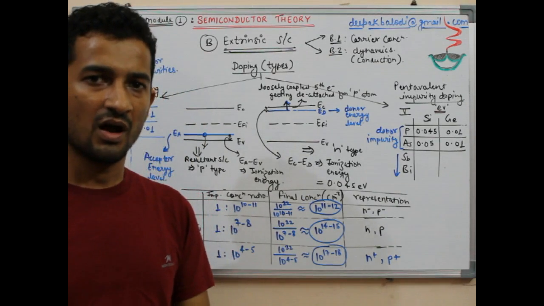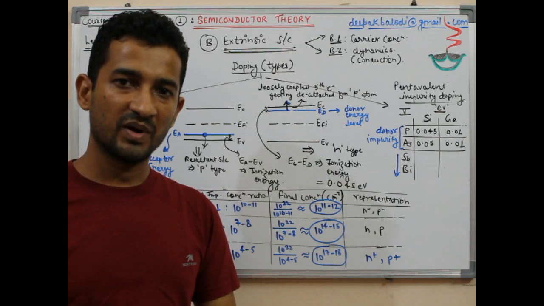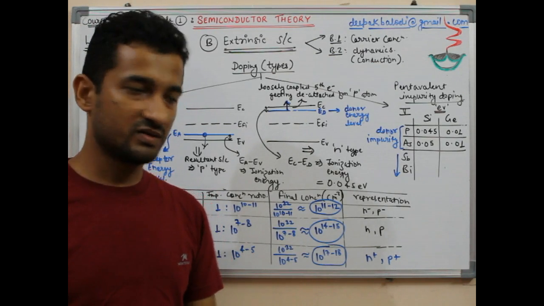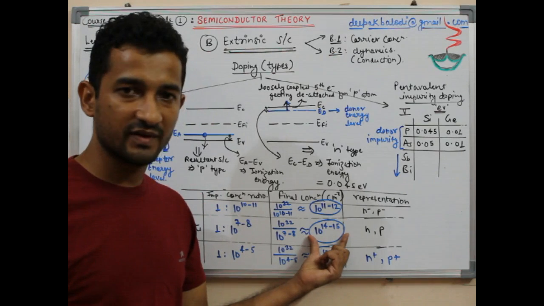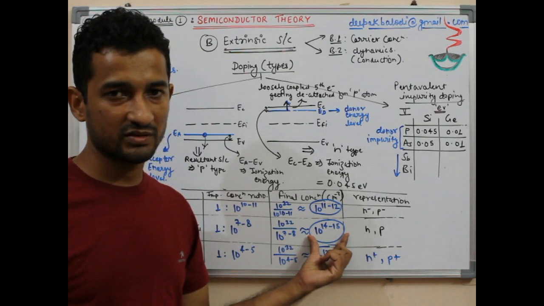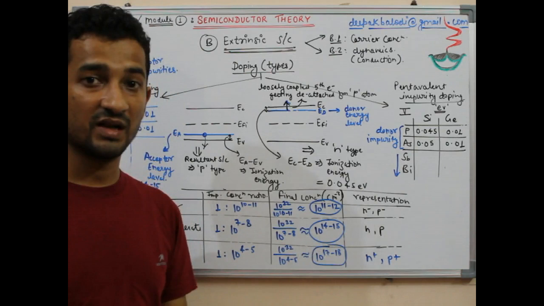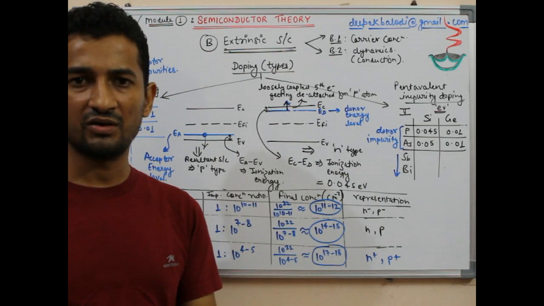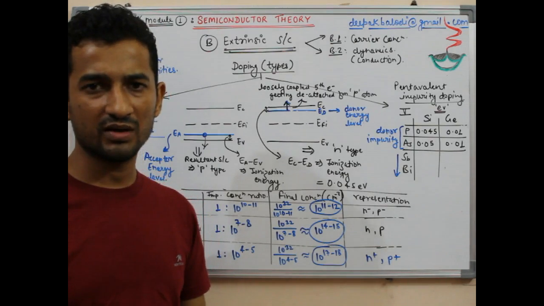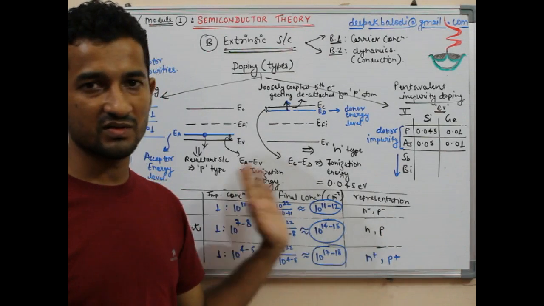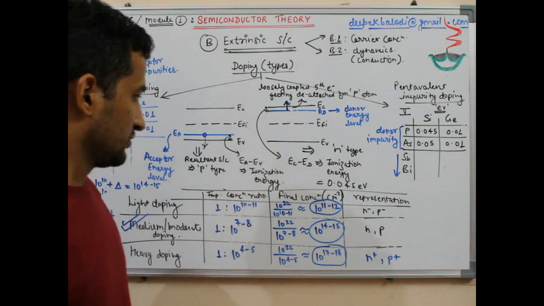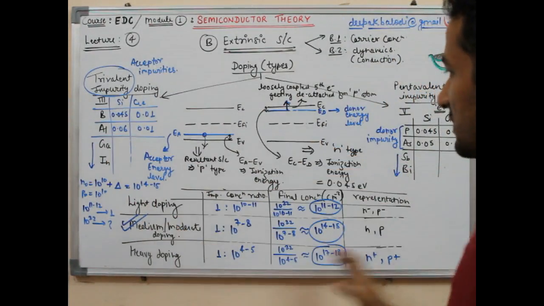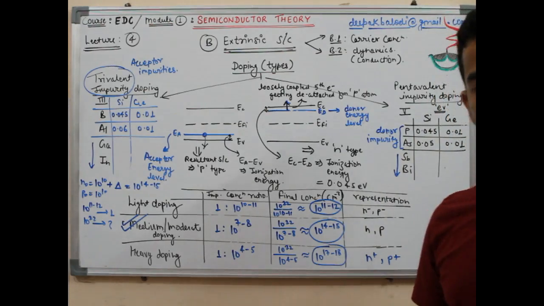So it is not very strict, but 10 to the power 14 per centimeter cube or 10 to the power 15 per centimeter cube is the most viable, most prominent figure for the moderate doping case. It's the most practical case for silicon. For germanium, we have different figures, but for that we need to wait for some numericals. Otherwise, for silicon, we should at least remember these standard ranges. So, as a final comment on this complete chart, we have seen the two doping cases.